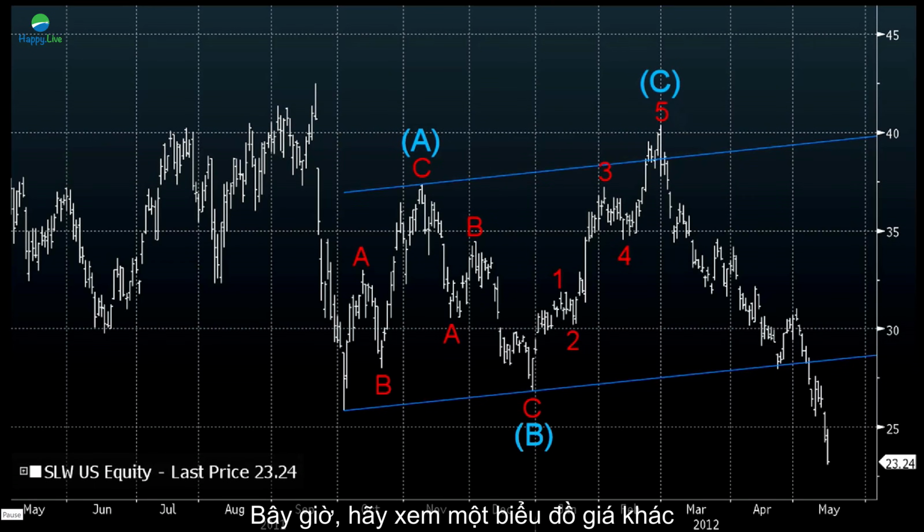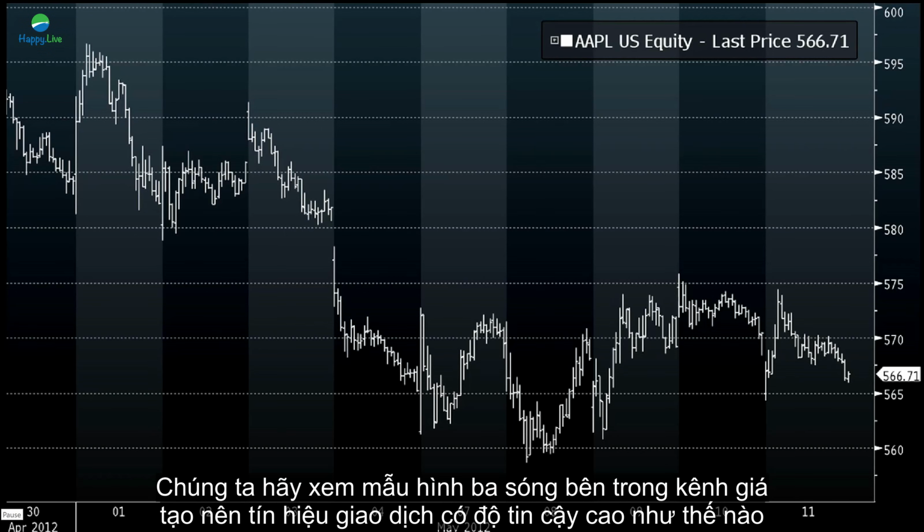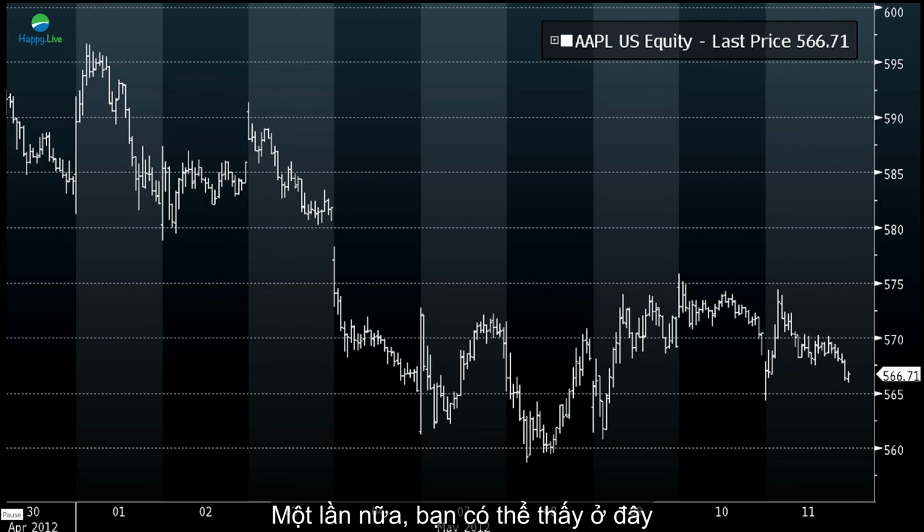Let's look at another price chart. Here we have a price chart of Apple. Now, recall the prior price chart was on the daily level. Here, notice we have a 15-minute price chart of Apple. But again, let me show you what I believe constitutes a high probability trade setup for myself, and I'm sharing this with you today. Okay, here's the price chart. Here's the before. Now let's look at the after.